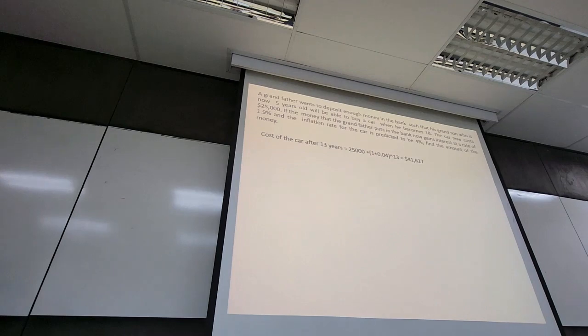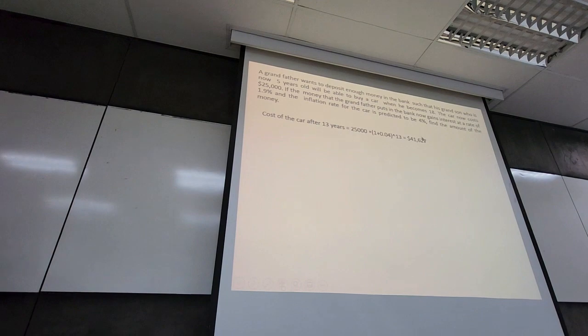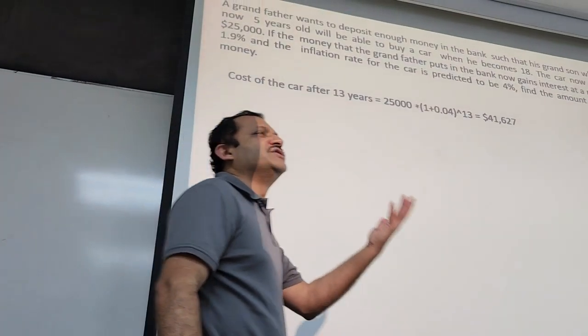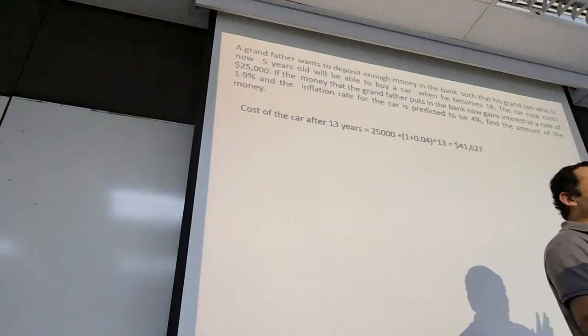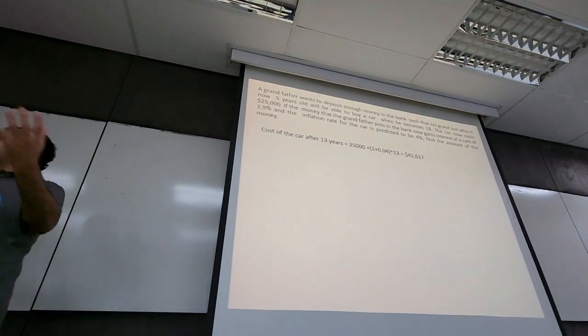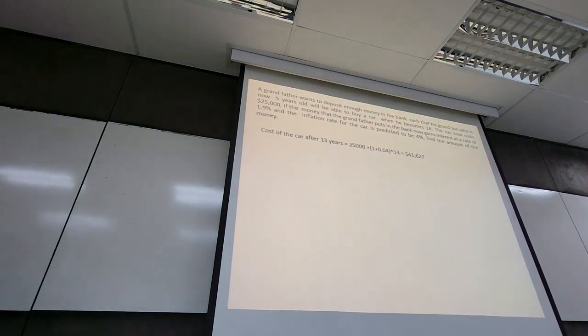So what do we do? We first find the cost of the car after 13 years by applying inflation of 4%. That's what is going to be the cost of the car after 13 years, and let's assume that inflation is purely due to technology improvement. Let's not worry about the reasons behind the inflation, but we get a brand new car after 13 years. It will cost you $41,000. Same model, Toyota Corolla.